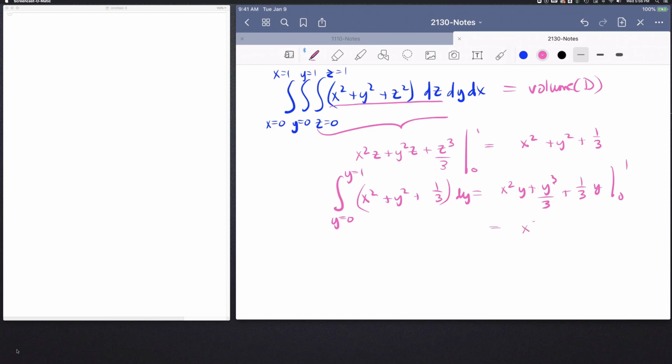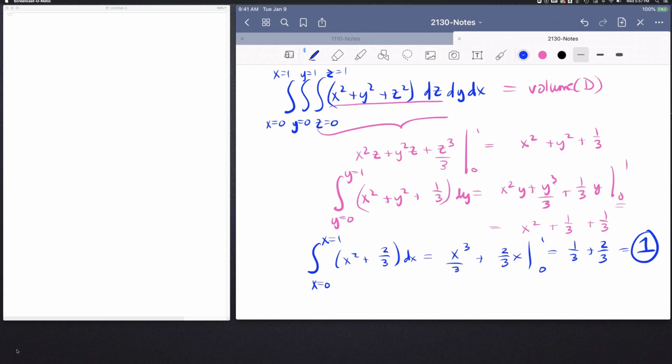So that would be x squared plus a third plus a third. And because the bottom limit is y equals 0 and all these terms have y, the y terms will go away. And finally, we're at the last step, integrating from x equals 0 to x equals 1 of x squared plus 2/3, with respect to x. We'll get x cubed over 3 plus 2/3 x, evaluating from 0 to 1, 1/3 plus 2/3, and the answer should come out to be equal to 1.